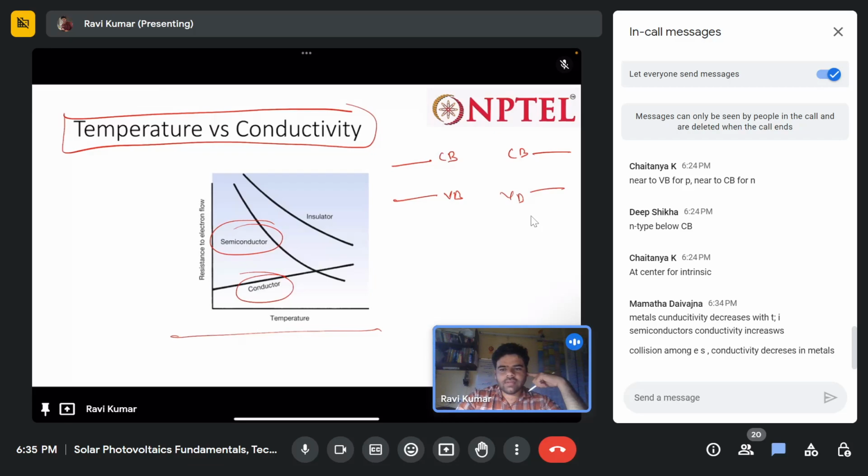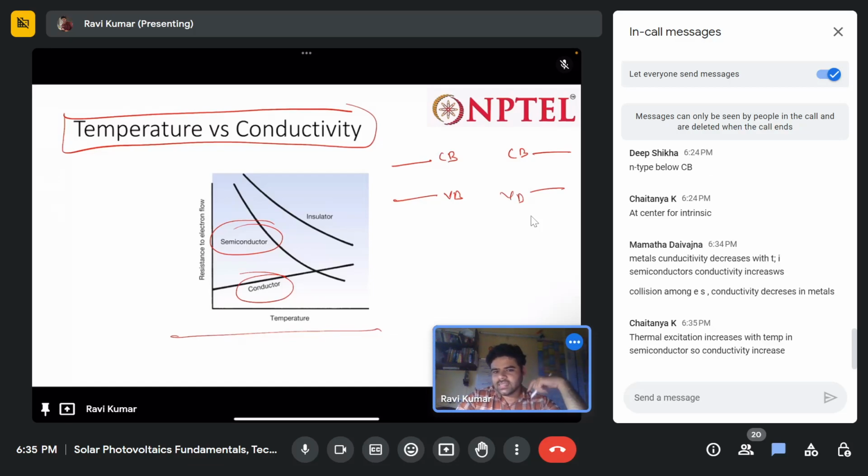Yes, and what about the semiconductor then? Why does it increase in case of a semiconductor? I told you in the starting only, when I was discussing the band gap theory, what the reason can be. You can guess it from that.